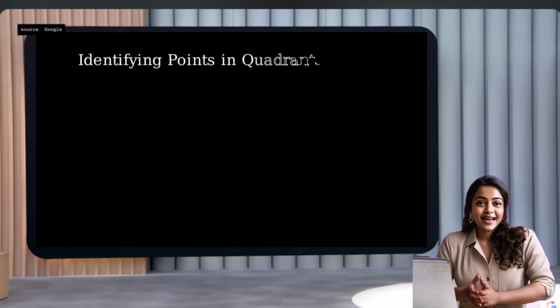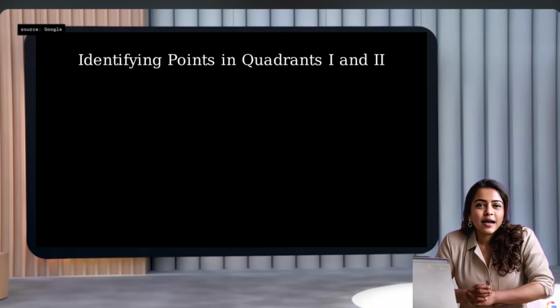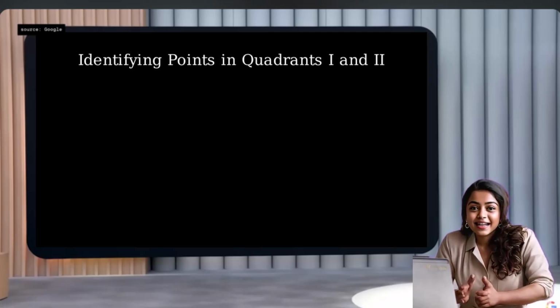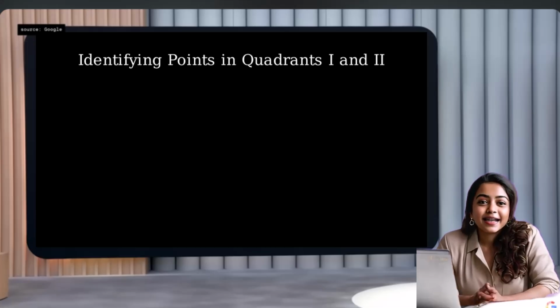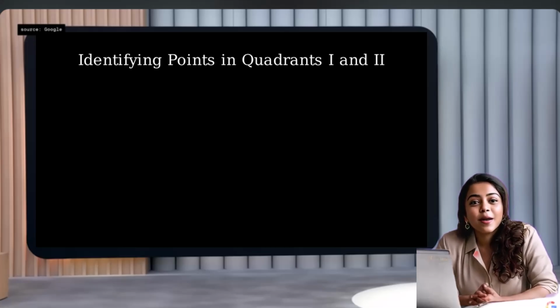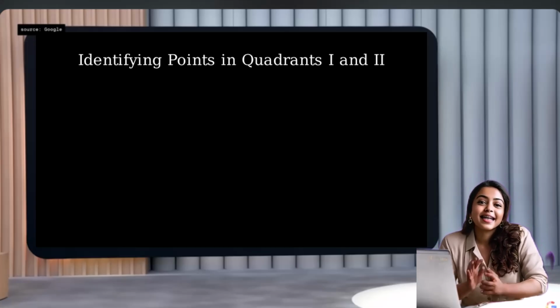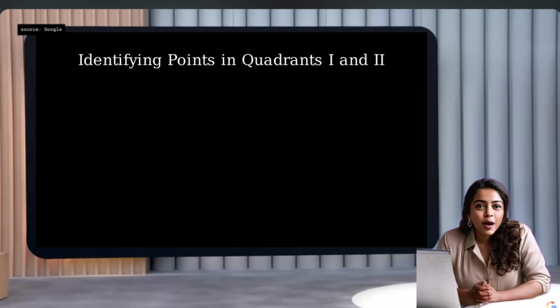Welcome to this lesson on coordinate planes and quadrants. Today we'll learn how to determine which quadrant a point lies in by examining the given coordinates. Let's start by understanding what a coordinate plane is and how it's divided into quadrants.